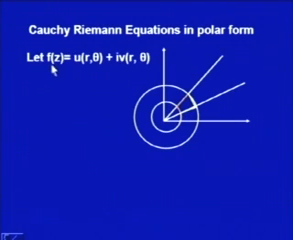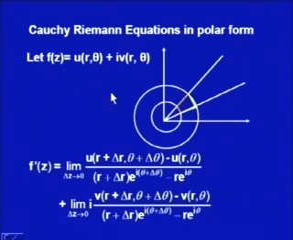So, let us consider f(z) = u(r, θ) + i v(r, θ), and then I write f'(z) = [u(r + Δr, θ + Δθ) − u(r, θ)] / Δz, where Δz is nothing but (r + Δr)e^{i(θ + Δθ)} − r e^{iθ}. Similarly, I write down the second component, and then I take the limit along two different paths.